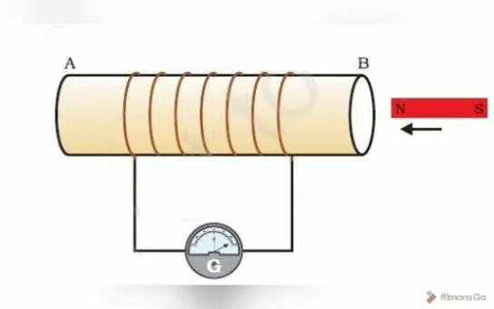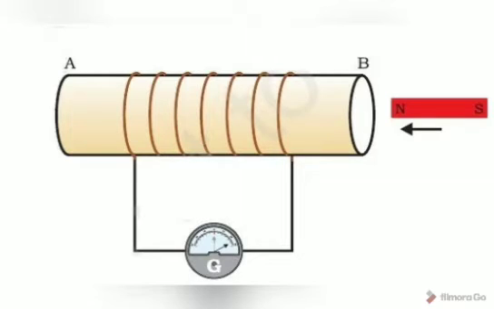Now we draw the north pole of the magnet away from the coil. Now the galvanometer is deflected towards the left, showing that the current is now set up in the direction opposite to the first. Place the magnet stationary at a point near the coil, keeping its north pole towards the end B of the coil.